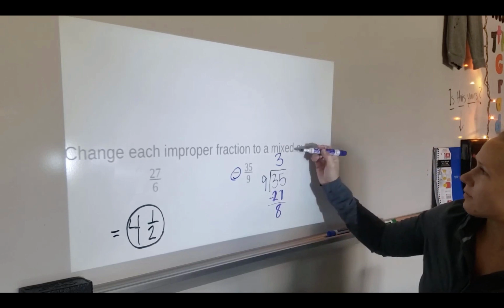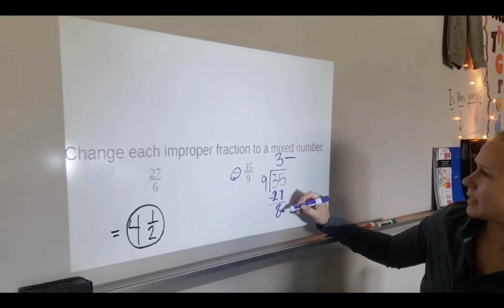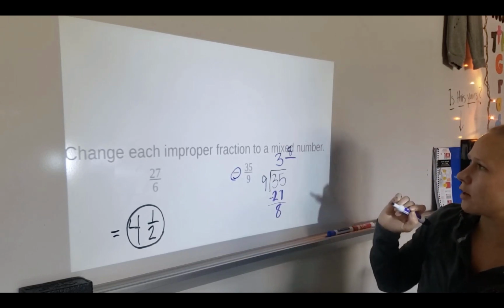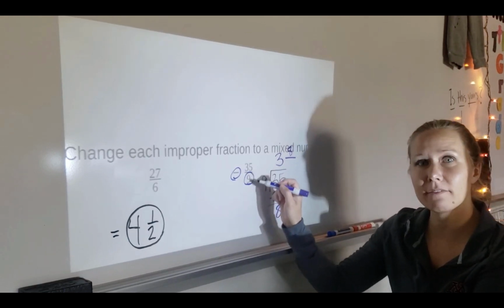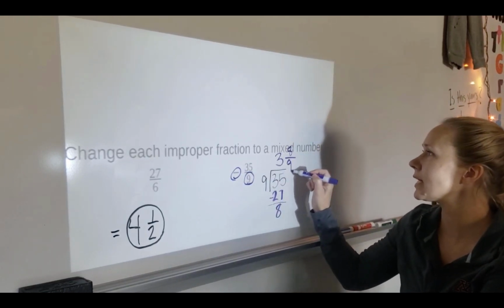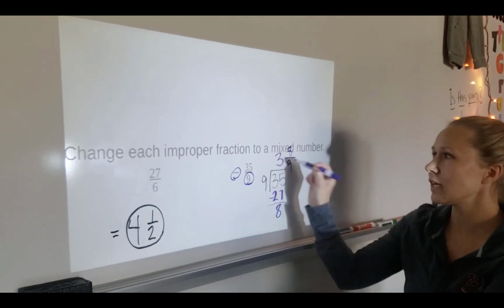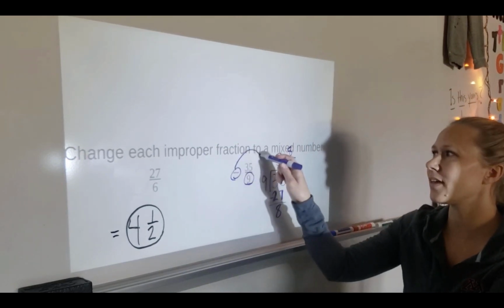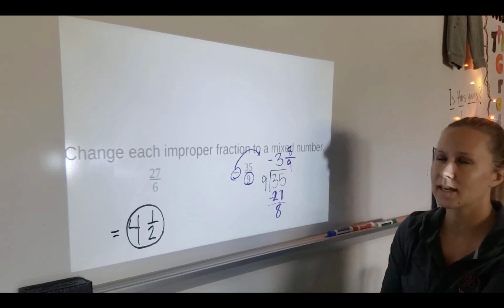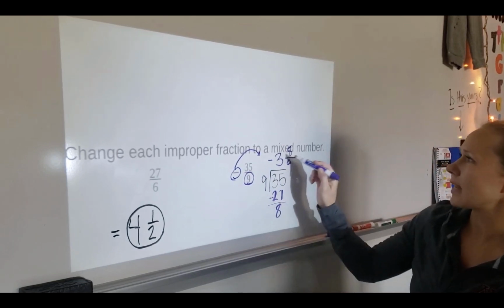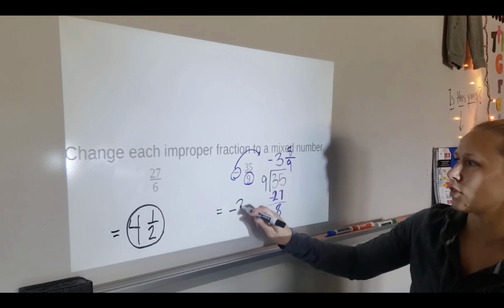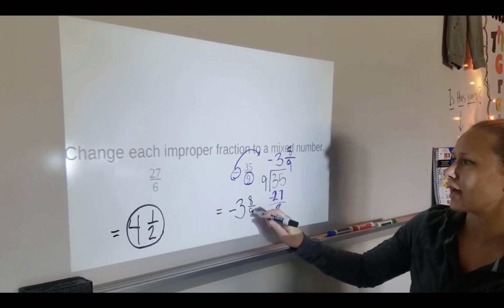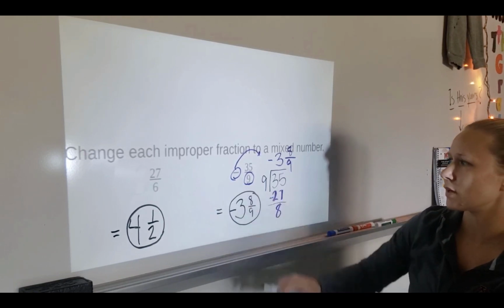And so then I've got 8 pieces left. 8 is my numerator. So think, what's your denominator? Well, it was 9 here. It was 35 ninths. So it's still going to be 9 here. Okay, what are we forgetting in the answer? Yeah, the negative sign. It's negative. Okay, so we've got negative 3 and 8 ninths. So our answer is negative 3 and 8 ninths. And that is our mixed number.